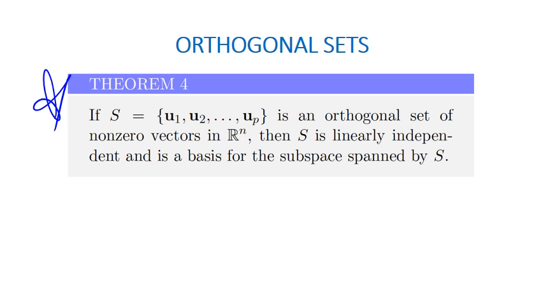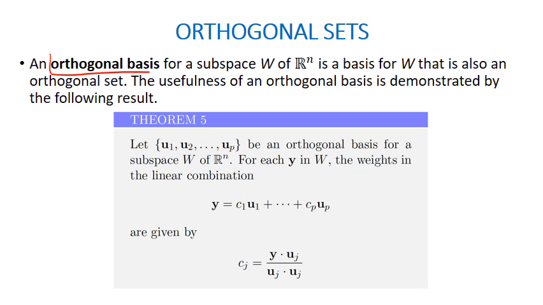This leads to theorem 4. We will have an orthogonal set S of non-zero vectors in Rn. If that is the case, then S is linearly independent and is a basis for the subspace spanned by S. This theorem will come up in your homework, so make sure you are comfortable with that. An orthogonal basis for a subspace W of Rn is a basis for W that is also an orthogonal set.